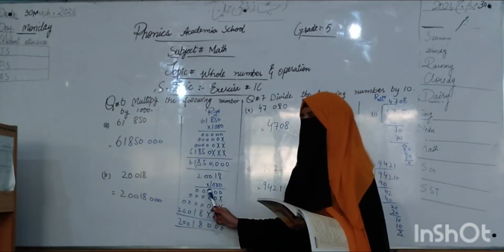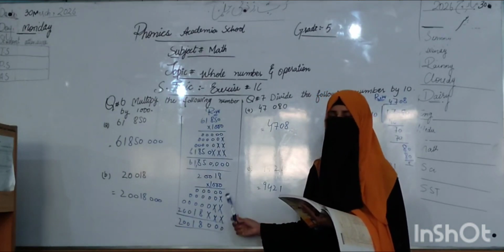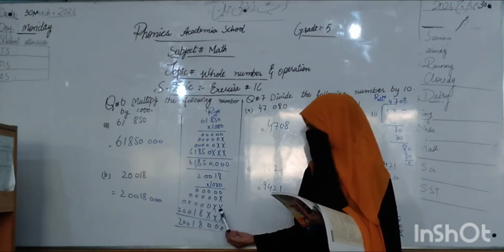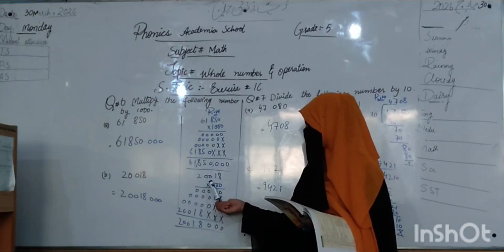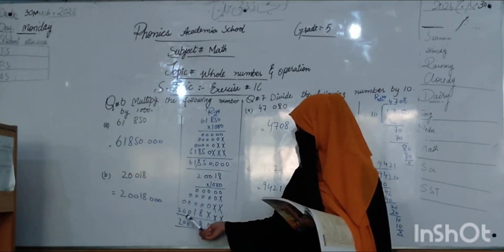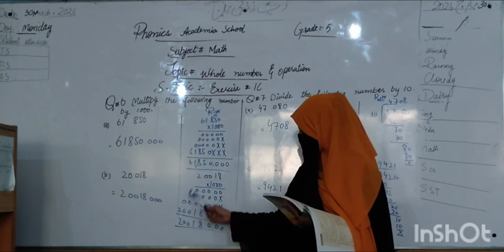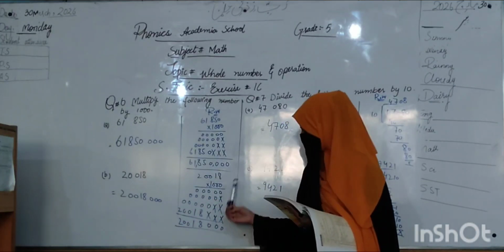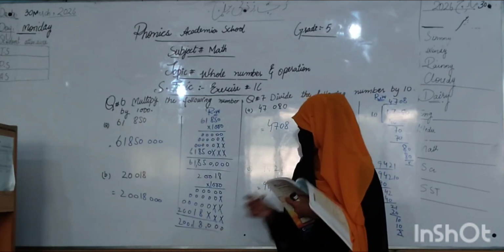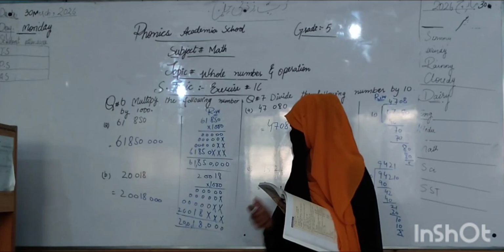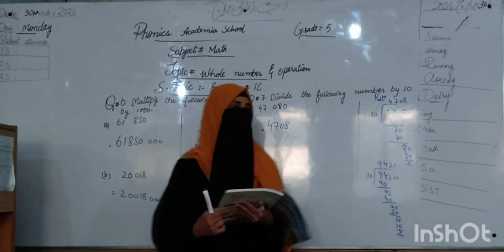After that, when you multiply by your 1, first you put your triple multiplication sign from the right side of the given values. Then you multiply this value by 1. 1 times 8 is 8, 1 times 1 is 1, 1 times 0 is 0, 1 times 0 is 0, and 1 times 2 is 2. After the multiplication, you add all these numbers, and the number is equal to 20,018,000.